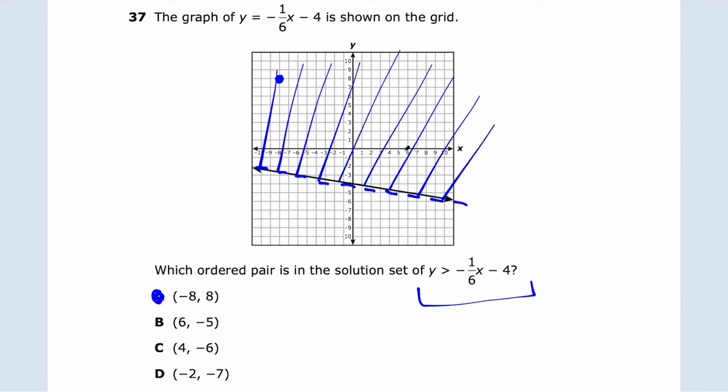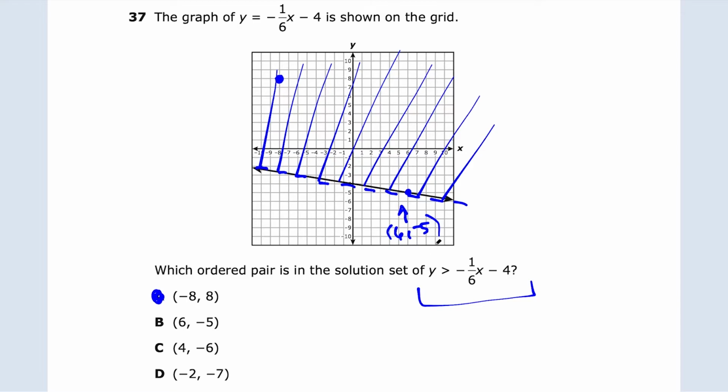So if we look here, (6, -5) is tempting. But remember what I said before, this is right on the line, but any point right on the line is no good because this is a strictly greater than inequality. If I wanted to verify here, like why is the point (6, -5) no good?